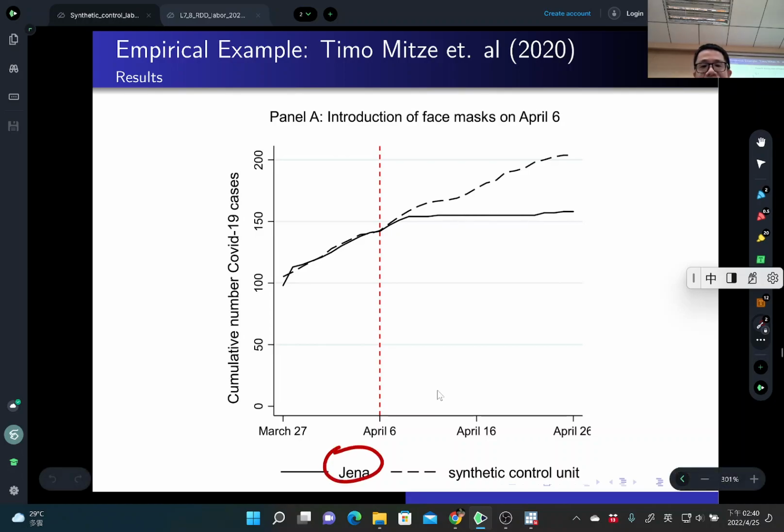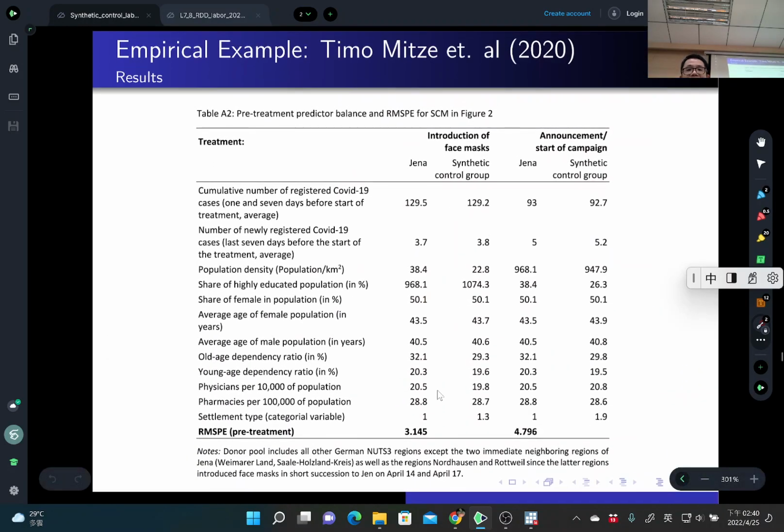And you can see that if Jena had not had such a policy on April 6th, the number of cases would have increased to 200 cases per 100,000 residents. But the real outcome for Jena is 150. So it actually reduced a lot, by around 50 cases per 100,000 residents. Compared with this baseline, that is around a 30% reduction. So this is their result.